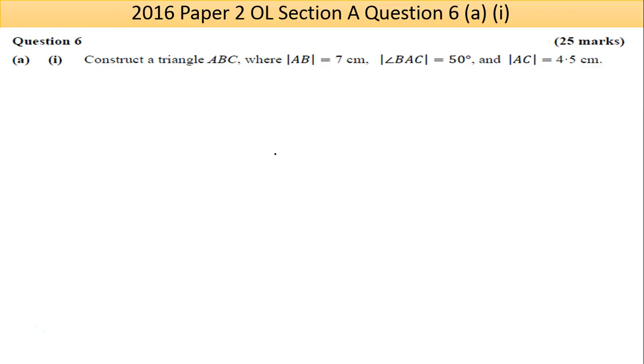So we'll go back to part A. Construct a triangle ABC, where the length of AB is 7 centimeters, the angle at A, between B, A, and C, is 50 degrees, and the length of AC is 4.5. You can look at the answer. My first strategy would be to draw a line 7 centimeters long. I'm not using a ruler, but I'm labeling it.